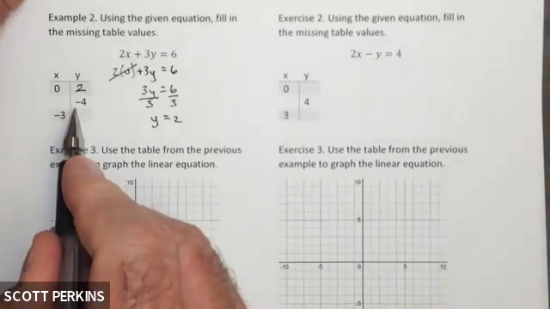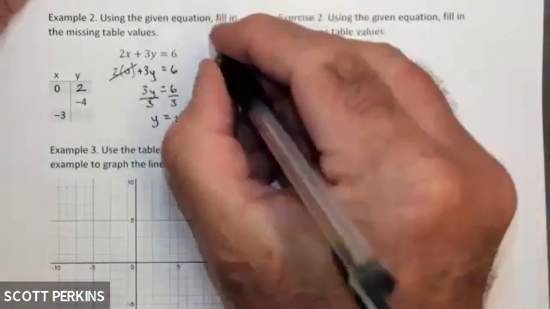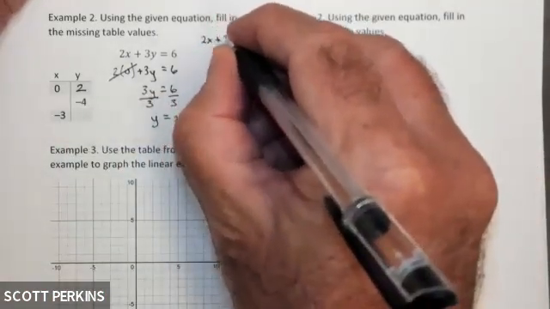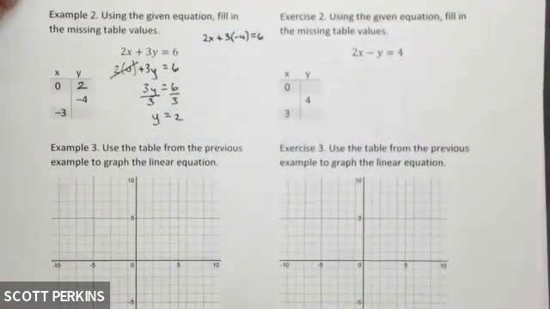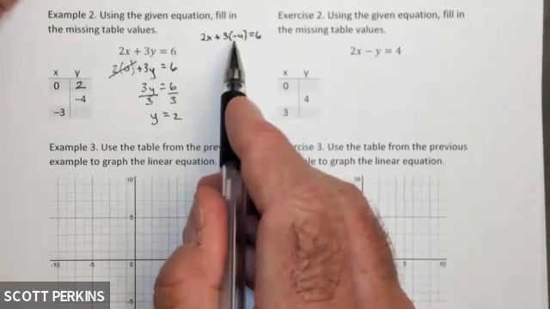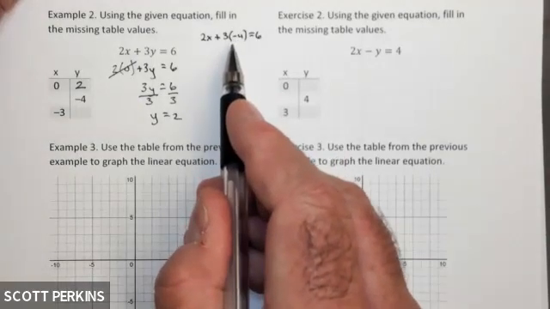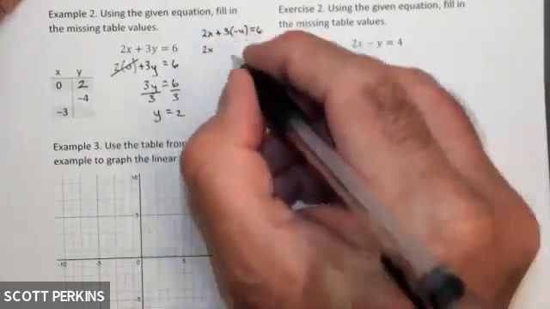So the next row, I'm going to put in -4 for the y value. So I've got 2x plus 3 times -4 is equal to 6. Okay, so notice I've taken the -4 that was in the y column. I've put it in here in the position for y, in case you're wondering what I did. So then I have 2x. 3 times -4 is -12.